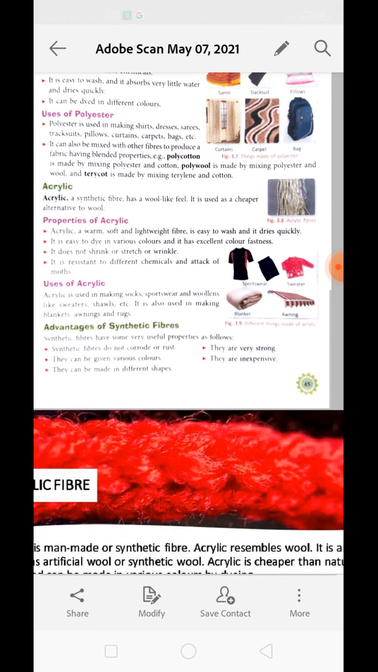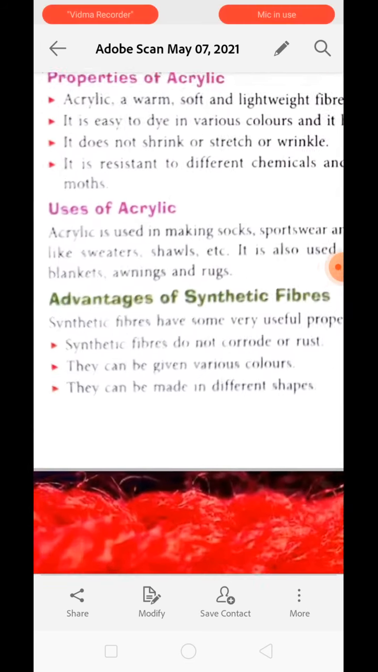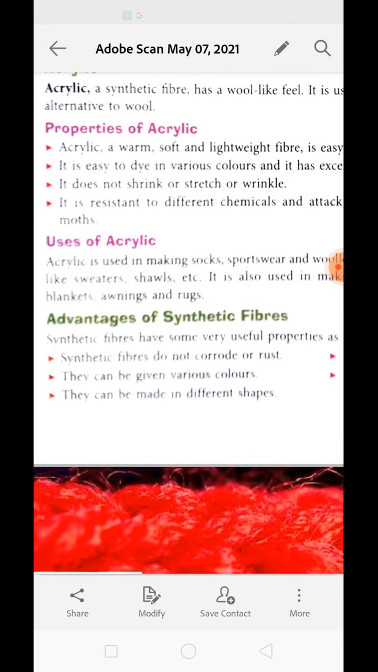Advantages of synthetic fiber. We are using synthetic fiber in large quantity, right? But what are the advantages of these synthetic fibers? The first one is that synthetic fibers do not corrode or rust easily. As I have told you, synthetic fibers are made up of petrochemical substances, so they do not corrode or rust. Understood? Next is they can be given various colors easily. They can be dyed in various colors.